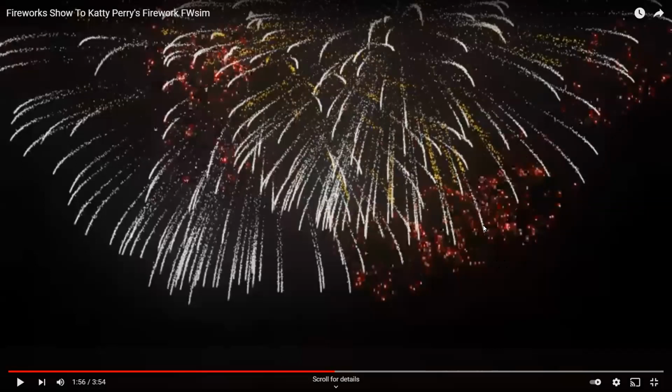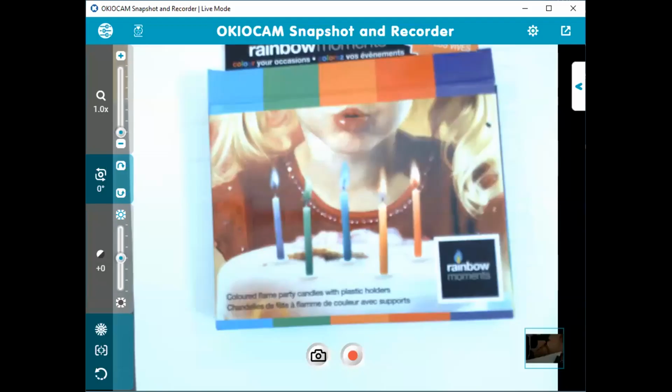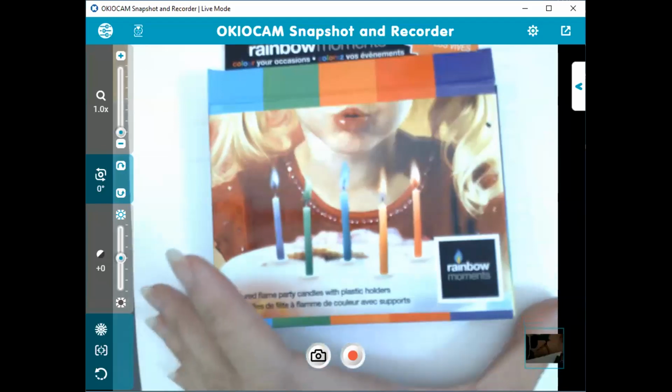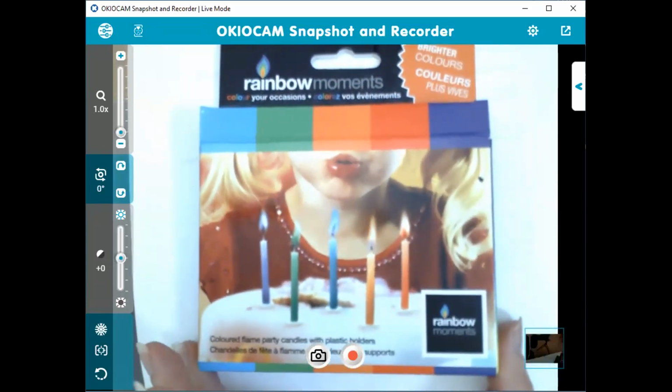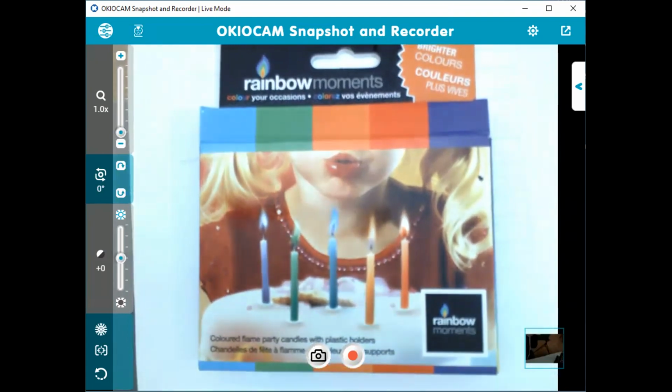So that is something else I wanted to show you. Have you ever seen these types of candles? These are candles that are sold specially. They're not normal candles, and they are purported to have different flame colors. Just like fireworks have different colors, these candles also have different colors, or purported to. I'm going to test them right now.